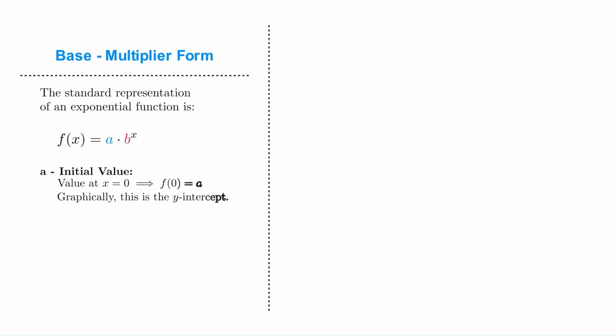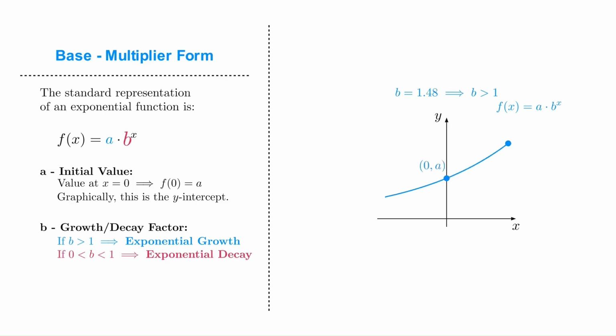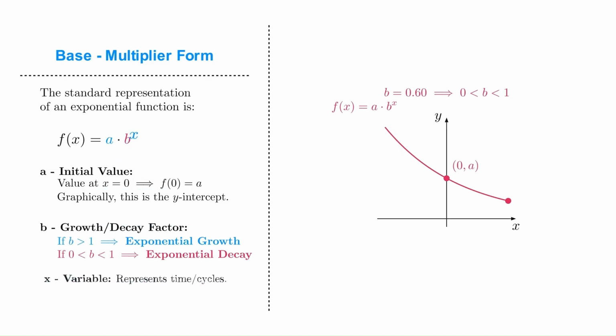In this form a represents the initial value, which corresponds to the output of the function when x equals 0. Graphically, this is the y-intercept at the point 0, a. The variable b represents the growth or decay factor. If b is greater than 1, the function exhibits exponential growth, resulting in an upward sloping curve. If b is between 0 and 1, the function represents exponential decay, characterized by a downward sloping curve. The variable x represents the independent variable, typically representing time or cycles.